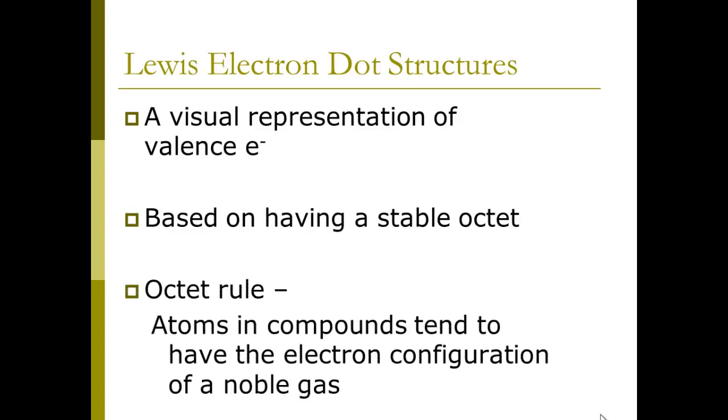And then underneath your table, we have a space for the Octet Rule. The Octet Rule says that atoms and compounds tend to have the electron configuration of a noble gas. And we kind of talked about this right before Christmas when we talked about how you make a cation or how you make an anion and why an atom would want to make a cation or an anion. We talked about what would be easier, to lose so many electrons or to gain so many.